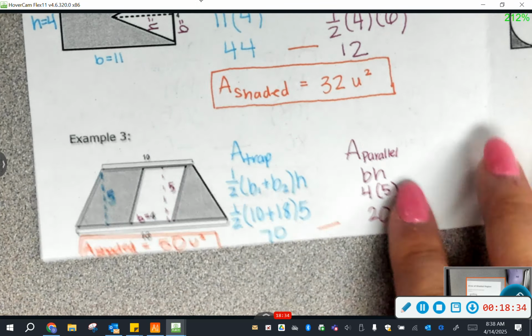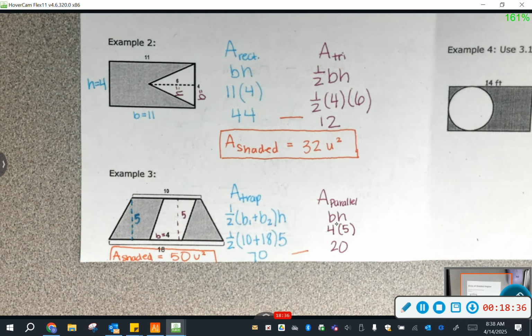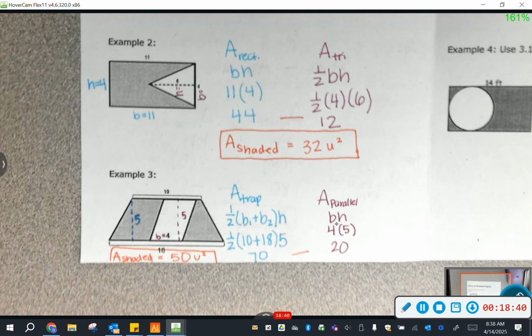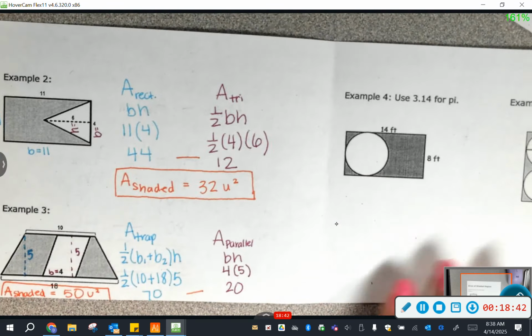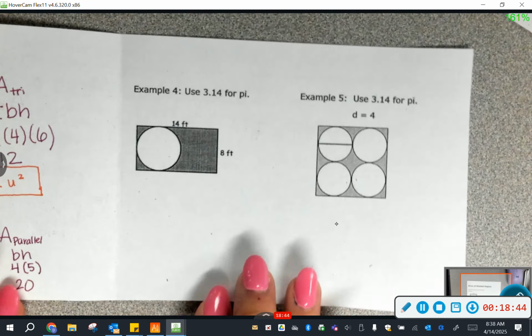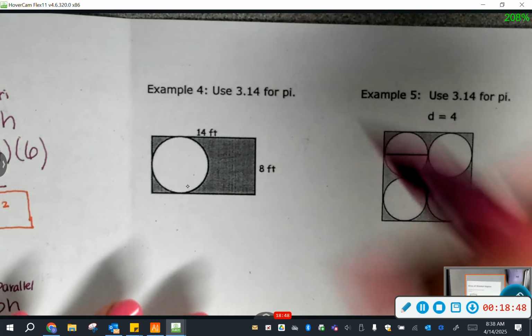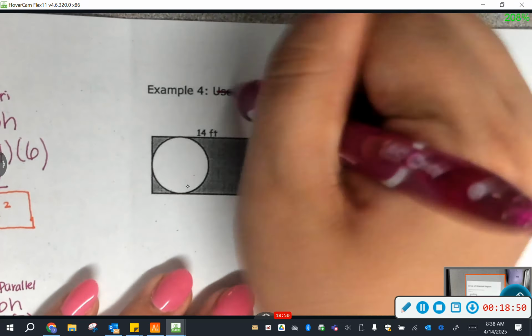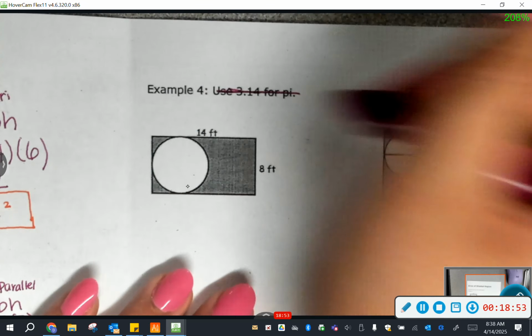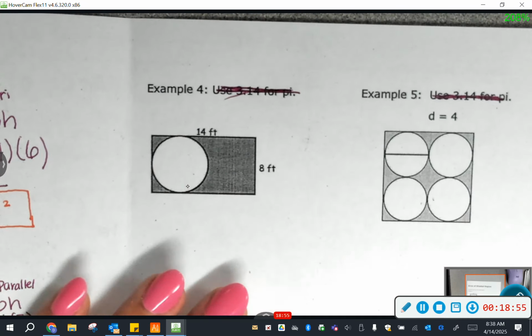Questions so far? Are we okay with this? Do y'all agree we're just finding basic areas and then we're either adding them or subtracting them? All right. These last two are as complicated as this gets. I actually want you to scratch out this "use 3.14 per pi." Can y'all scratch that out for me? We're not doing that. We're going to leave it with pi.